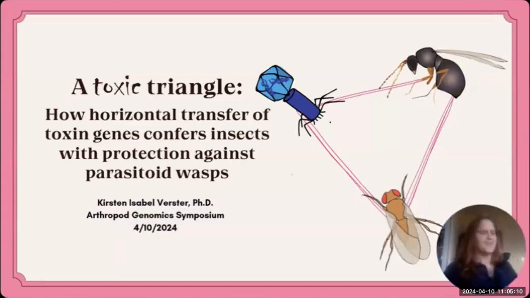Hello, my name is Dr. Kirsten Isabel Verster, and I'm so excited to talk to you guys today about my PhD dissertation research, which I titled A Toxic Triangle, or How Horizontal Transfer of Toxin Genes Protects Insects Against Parasitoid Wasps.